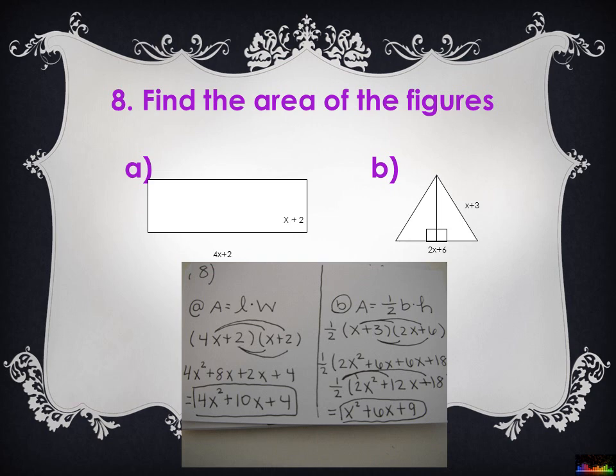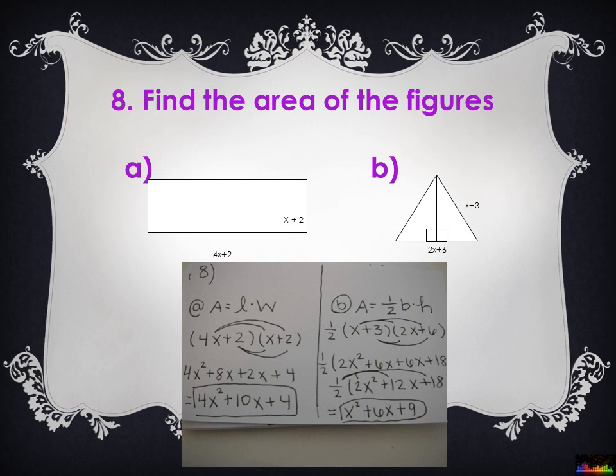So do base times height and double distribute or use FOIL. Simplify that and you get 2x squared plus 12x plus 18. Then multiply all of that by 1/2. So you will distribute 1/2 to each of the coefficients of those three terms to get your final answer to be x squared plus 6x plus 9.